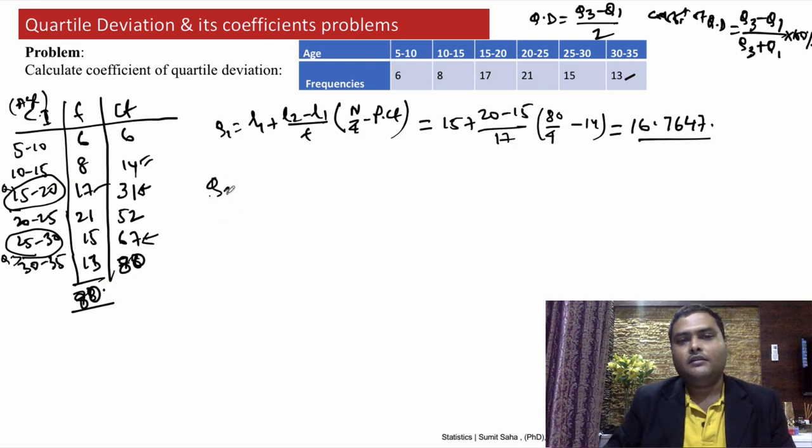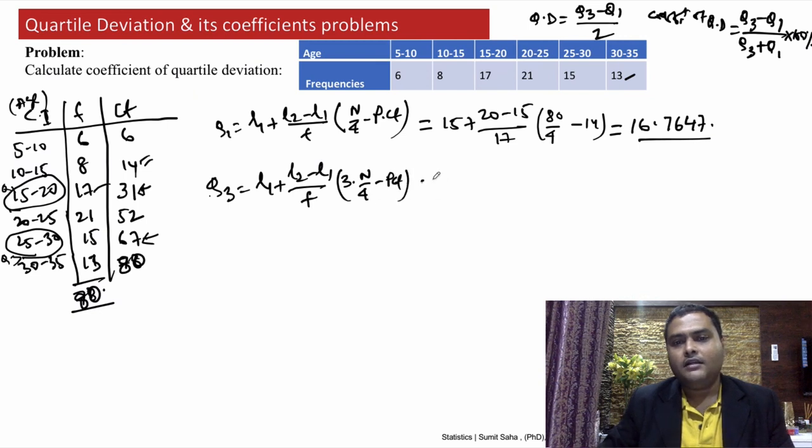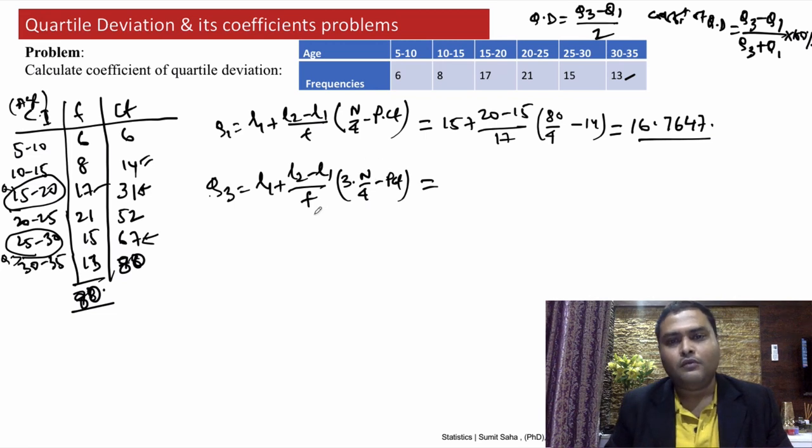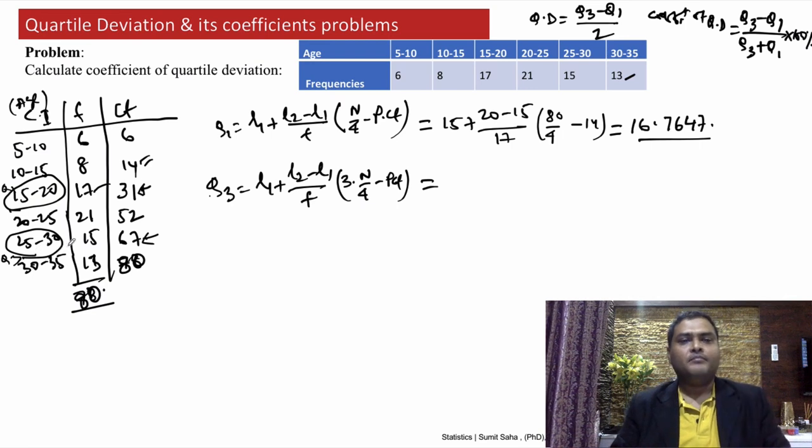Similarly, the quartile 3 value formula is L1 plus (L2 minus L1) divided by F, whole multiplied by (3 into n by 4 minus PCF), right? In this case, 3 into n by 4 will decide which is the third quartile class interval. So n by 4 is 20, 20 into 3 is 60. So this is 52 cumulative, more than that is this one. So it will fall under 25 to 30, this class interval.